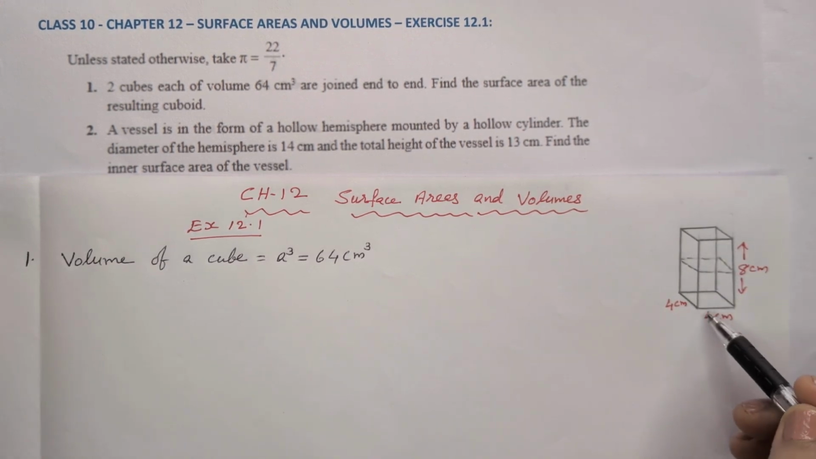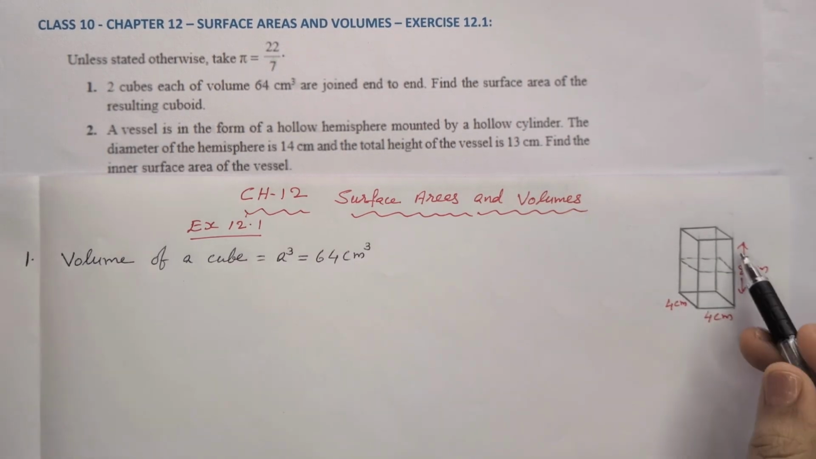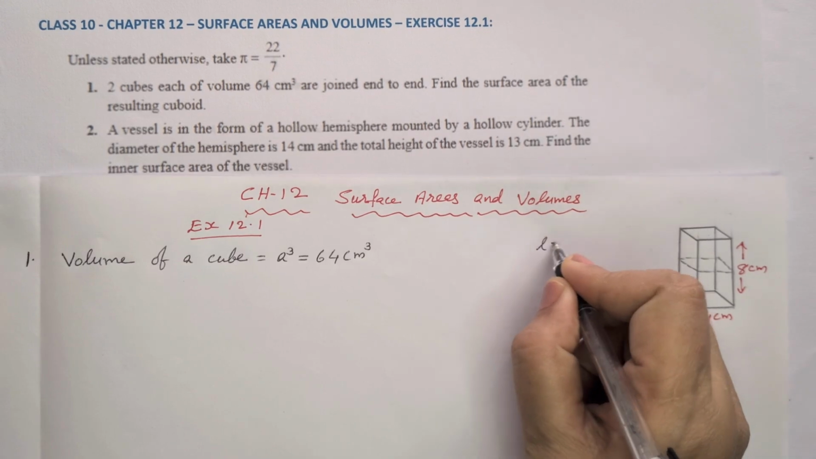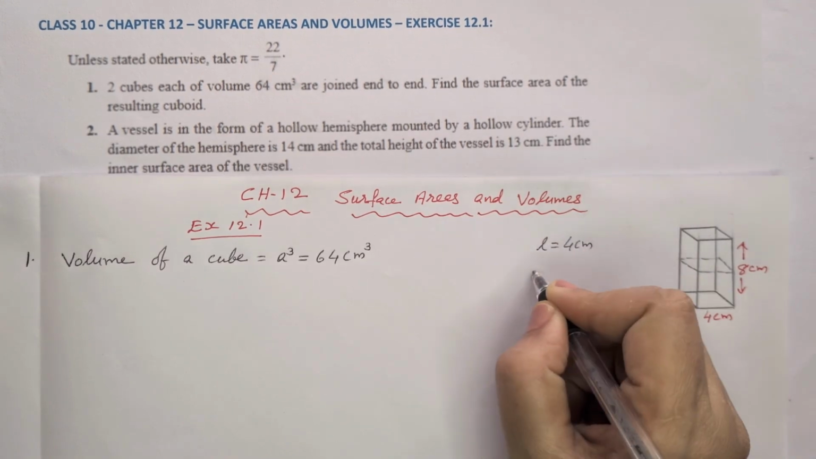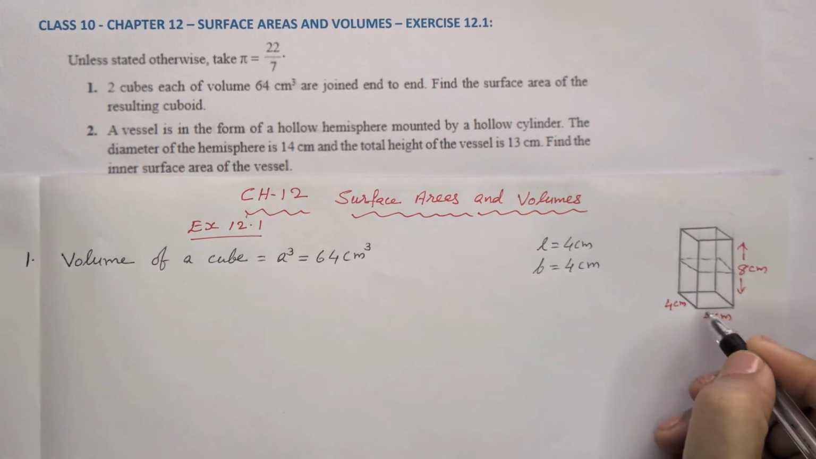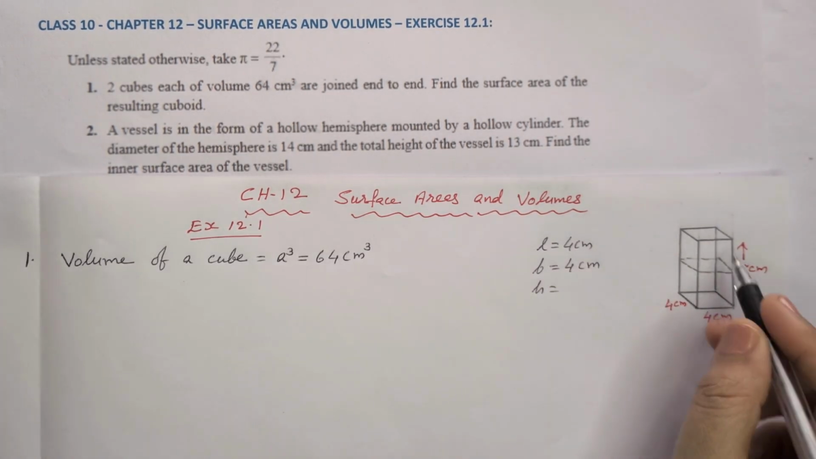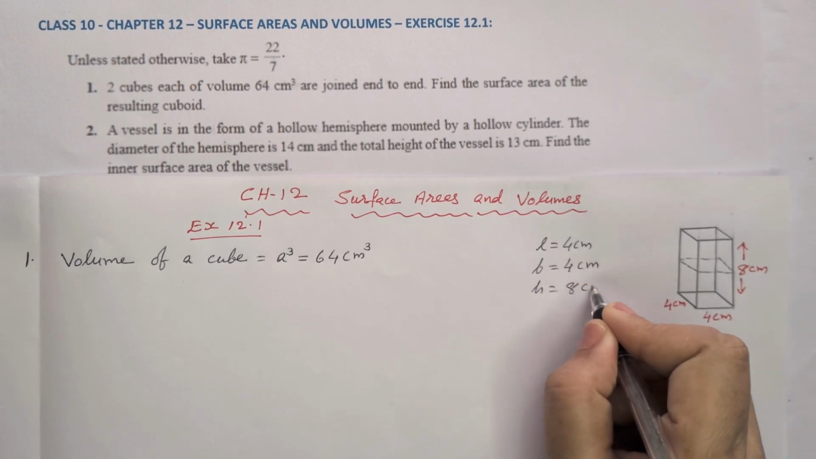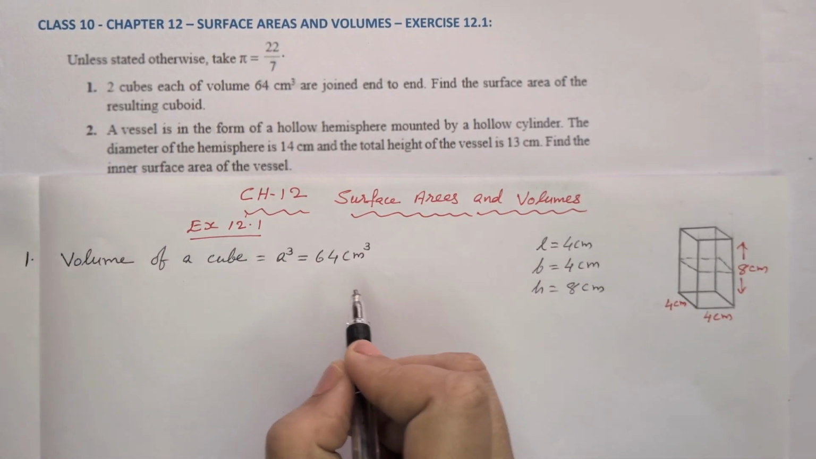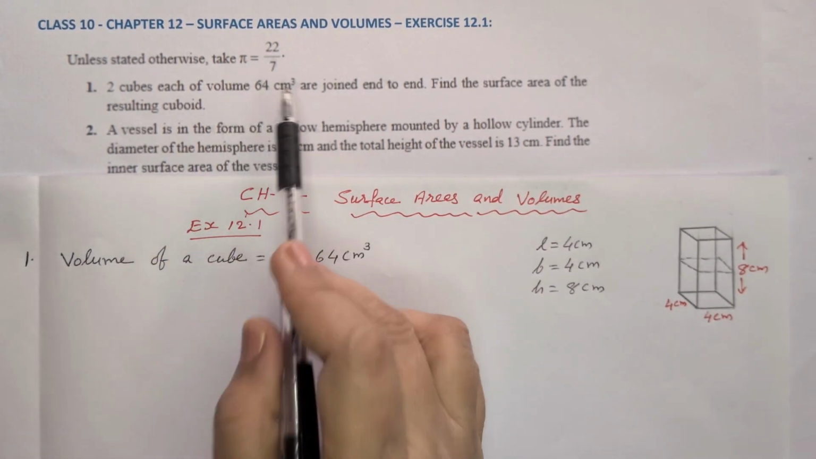Here we are getting length as 4 centimeter, breadth 4 centimeter, but height is 2 cube heights, that means 8 centimeter. We can write length 4 centimeter, breadth also 4 centimeter, and height is 2 times 4, 8 centimeter. Now volume of a cube is equal to side cube, side into side into side, that is given as 64 centimeter cube.